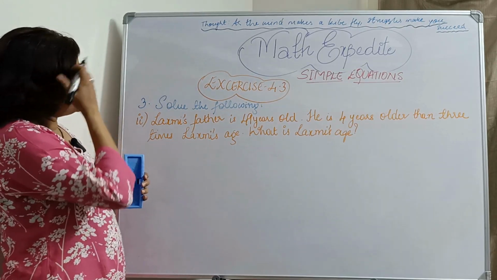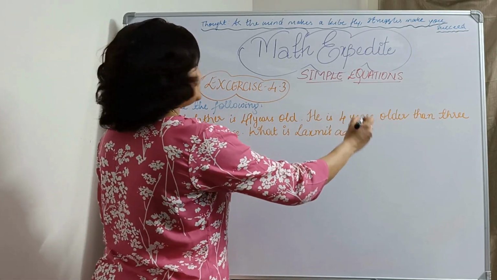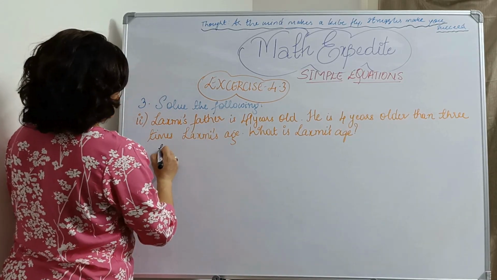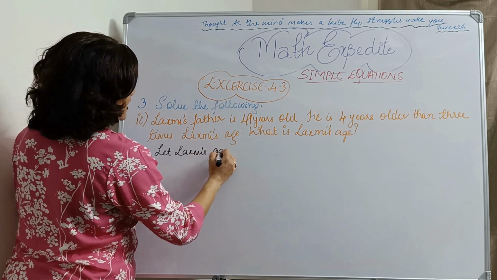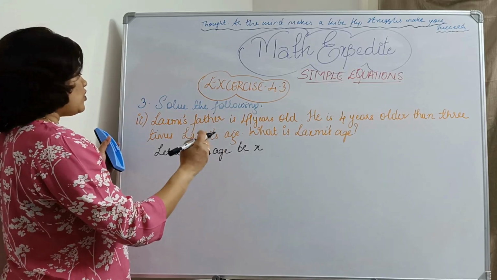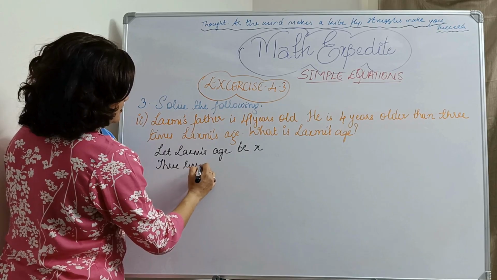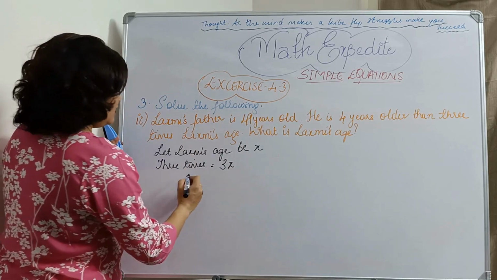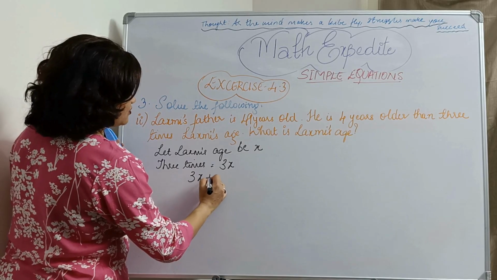Coming to the next question. Lakshmi's father is 49 years old. He is 4 years older than 3 times Lakshmi's age. What is Lakshmi's age? Let Lakshmi's age be x. So 4 years older than 3 times Lakshmi's age. So 3 times her age would be 3x. Now 4 years older than 3 times would be 3x plus 4.